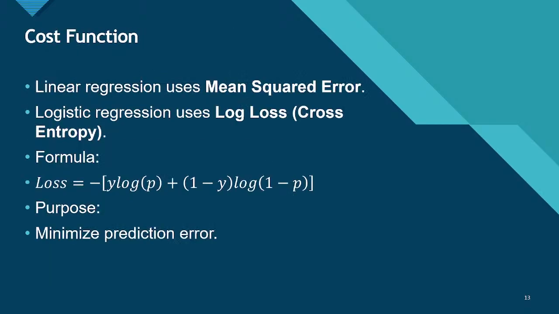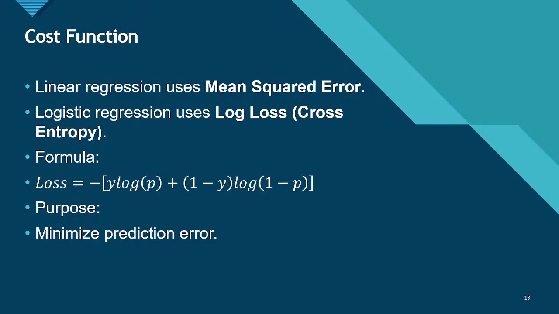The cost function: for linear regression it is mean squared error, and for logistic regression it is the log loss function, or cross entropy, with its formula. First, to train a model, we need a way to measure how well it is performing. This is done using a cost function, which tells the model how wrong its predictions are so it can adjust and improve.